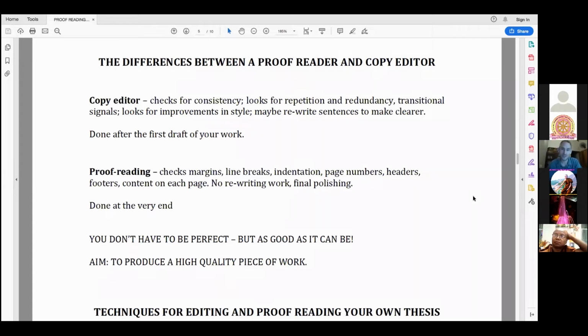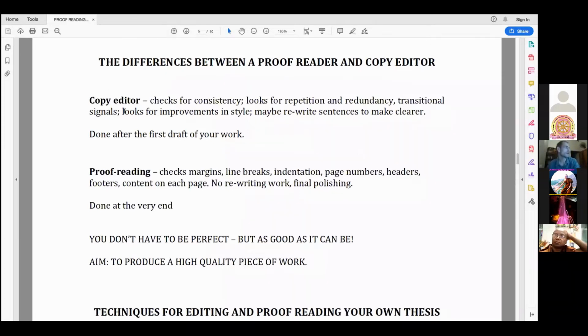Transitional signals. We know these words. We use them a lot. Furthermore, however, moreover, some more. Therefore, moreover, however, on the other hand, on one hand, on the other hand. These are called transitional signals, and sometimes we overuse them in our writing.